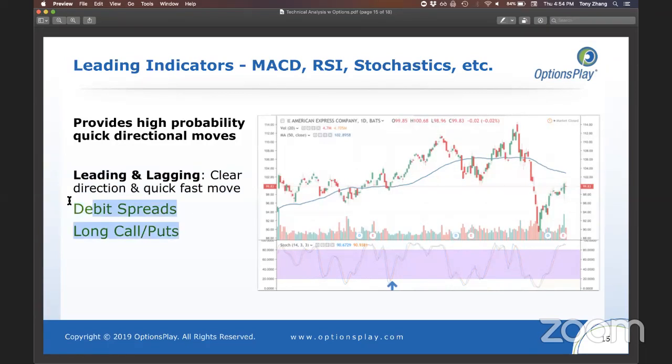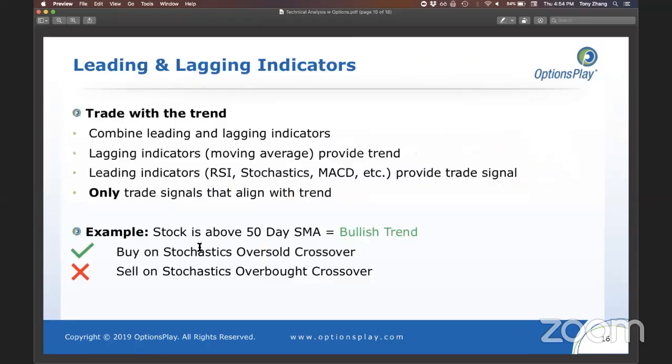And that's why this is the only category that I personally think is worthwhile to buy a debit spread or go long calls or puts if you're going to use momentum indicators. Otherwise, you want to sell credit spreads. So again, just to summarize, you want to trade with the trend. You want to combine a leading with a lagging indicator.